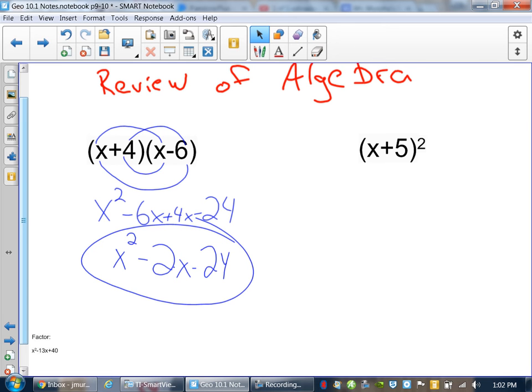All right. The next one, x plus 5 quantity squared. You have to write this out, guys. When you have junk squared, anytime you have a binomial that's squared, that means junk times junk. You can't distribute the exponent.